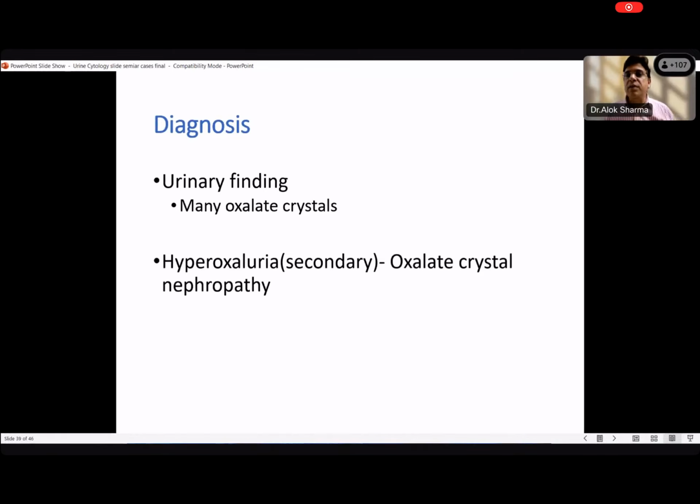So is it increased secretion or decreased absorption? All these things you should be aware of before coming to a clinical diagnosis. This is how you link the things together: clinical history, urinary findings, urinary sediment, and then finally the biopsy findings to give you a diagnosis. This is a secondary hyperoxaluria because it is secondary to a gastric bypass surgery, which is why you have been able to diagnose it.